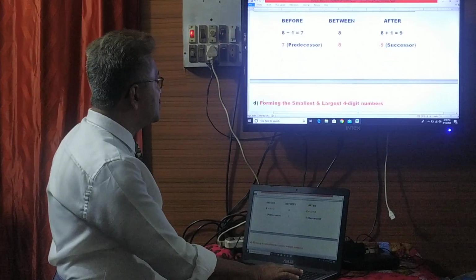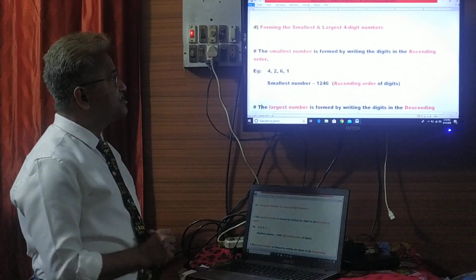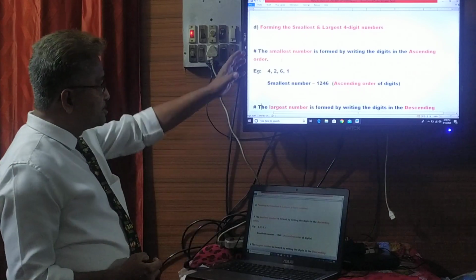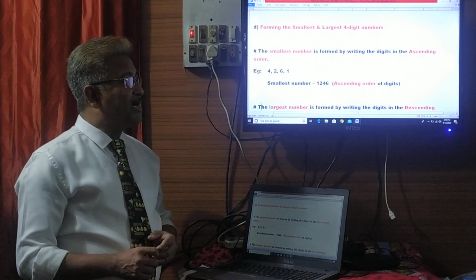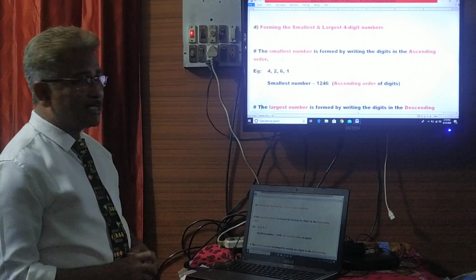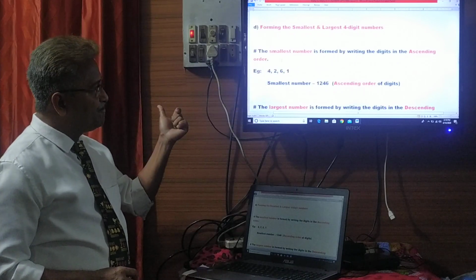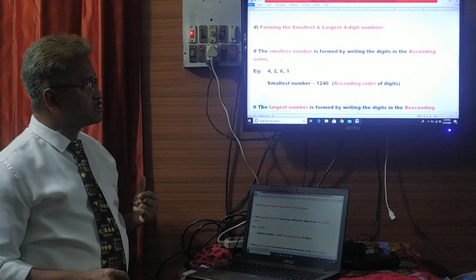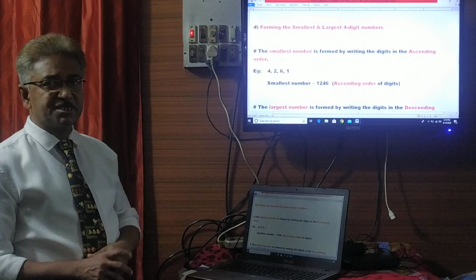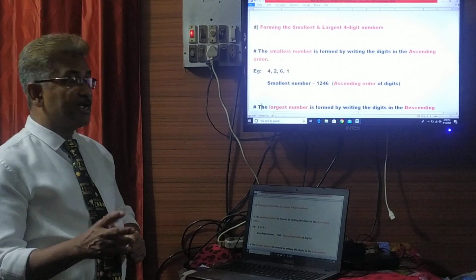Moving on to the last part of this chapter, that is forming the smallest and largest 4-digit numbers. The smallest number is formed by writing the digits in the ascending order. Now let's look at this example. We have 4 digits here: 4, 2, 6, 1. We have to form a number, a 4-digit number, using all these 4 digits in the correct order.